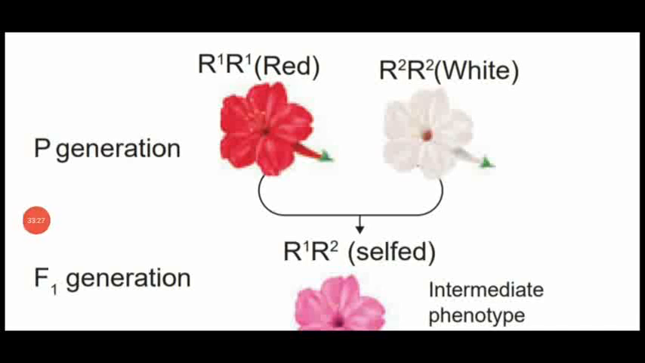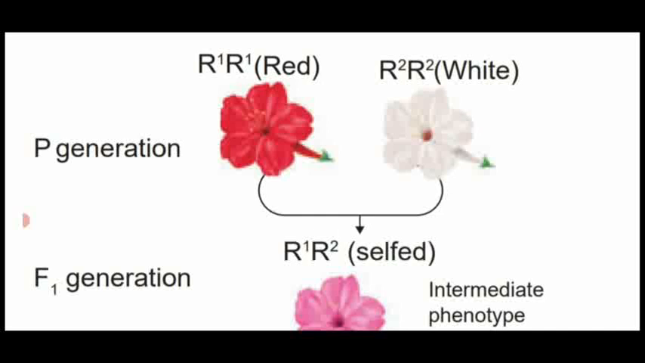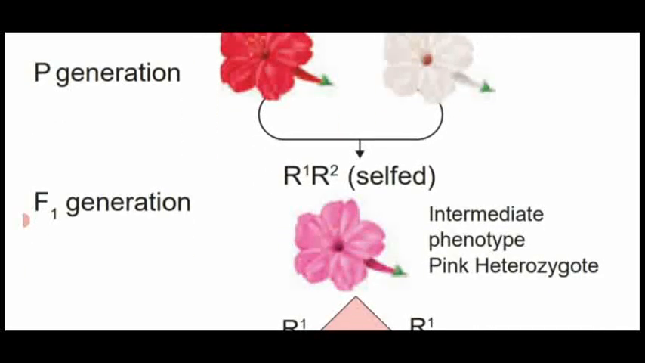Dear students, see the diagrammatic representation of incomplete dominance. The red color flower which is dominant, R1 and R1, and the white color flower which is recessive, R2 and R2. These two are the parental generation. They are individually expressing their character. With alleles R1 and R2 is the F1 generation. Intermediate phenotype with a pink color flower and also heterozygous.